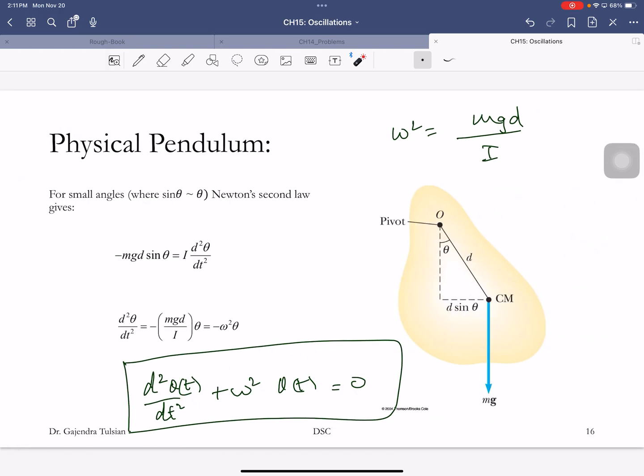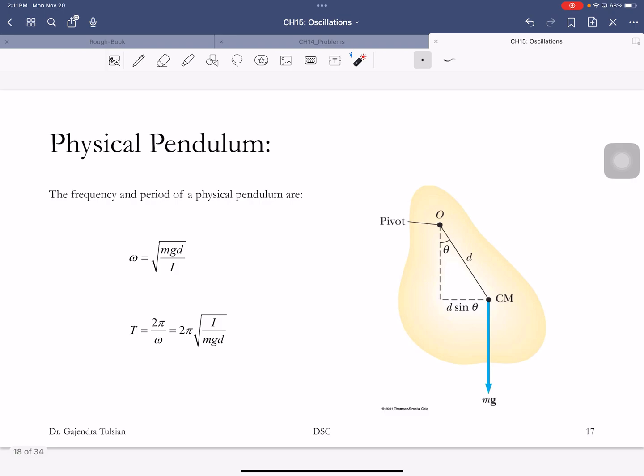All right, so there's the differential equation. Again, here's the period: 2 pi times the square root of the moment of inertia of this object about that axis divided by mgd. mg is the weight of this object, and d is this distance. So the period of this physical pendulum is given by that.